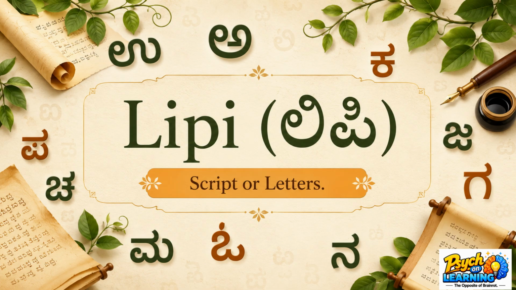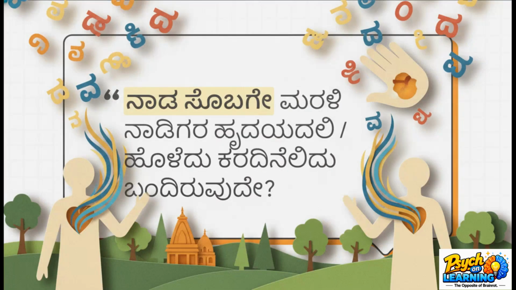The magic key to unlocking all this art is the word lipi. Lipi means script or letters. For example, you could say, Kannada lipi sundarvangide, which simply means the Kannada script is beautiful. Just remember, lipi is the exact word for the alphabets you practice writing every single day in school. Then, the poet asks this really wonderful question.